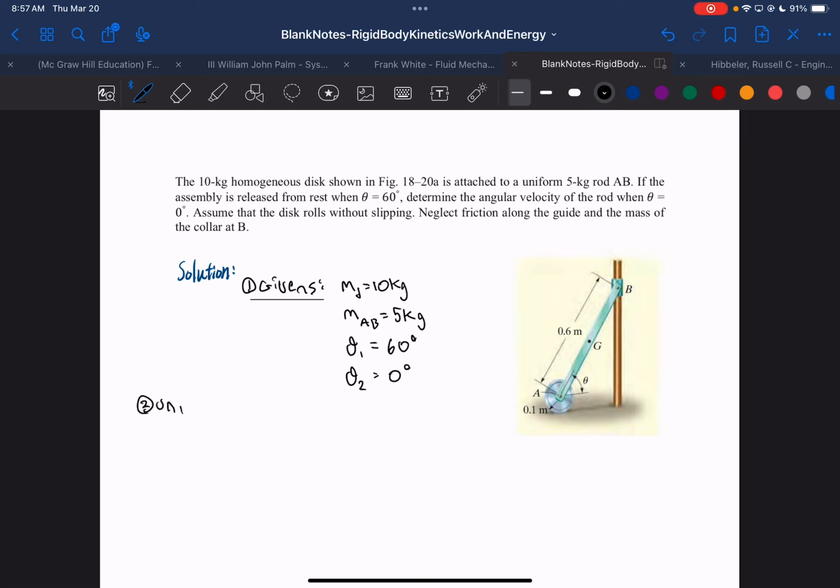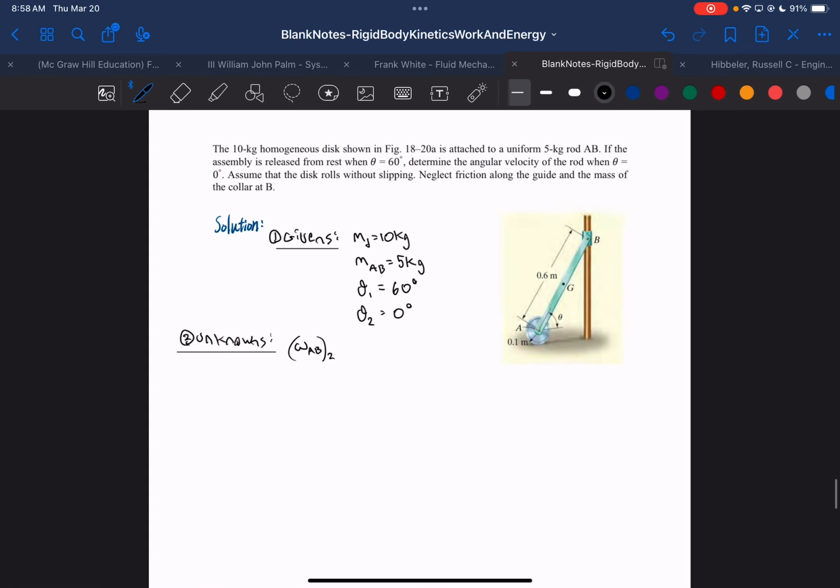What does this question want me to find? Angular velocity of the rod when theta is equal to 0, right? So in essence, I want to find the angular velocity of AB when theta is equal to 0. So I can call this angular velocity of AB at state 2, right?